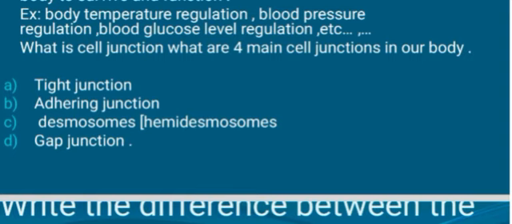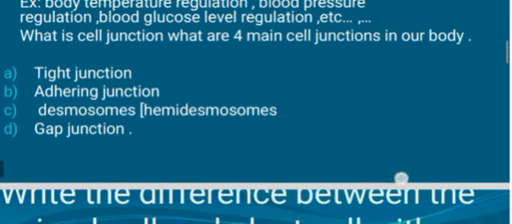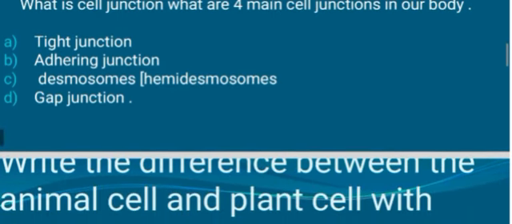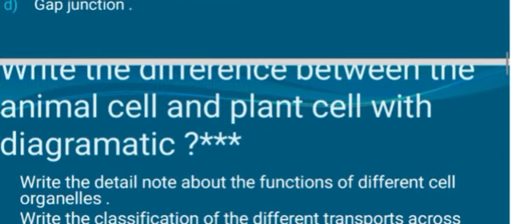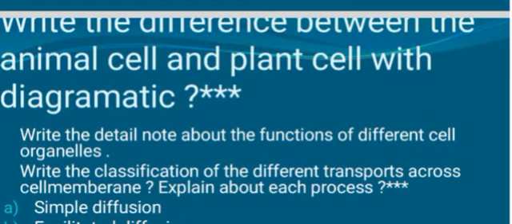What is cell junction, and what are 4 main cell junctions in our body? So we already know about the cell and junction, the gap between each and every cell, that is known as the cell junction, but you should write in a particular definition, right? And also, what are the 4 main cell junctions in our body? So I have given the examples, and try to write a note about it. And write the differences between the animal cell and plant cell with diagrammatic.